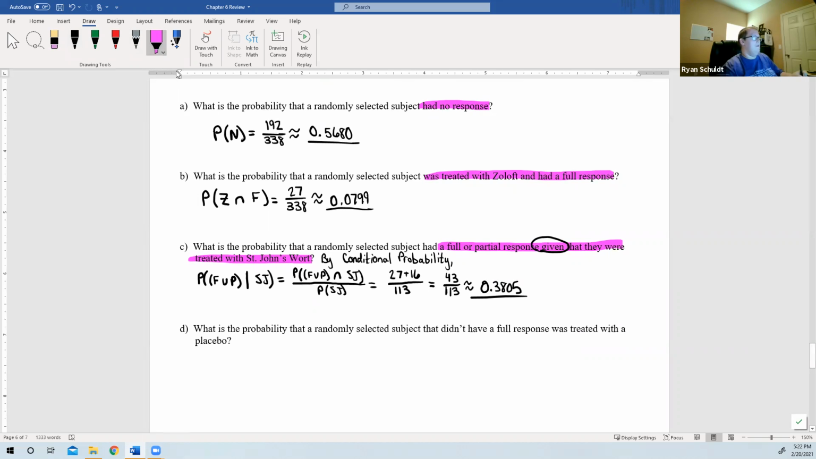Okay, D. What's the probability that a randomly selected subject didn't have a full response and was treated with a placebo?